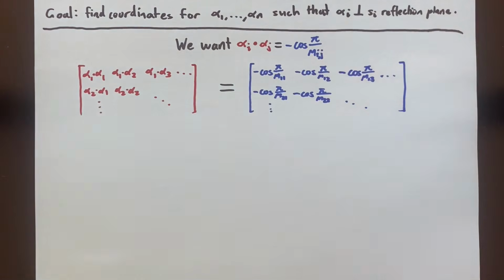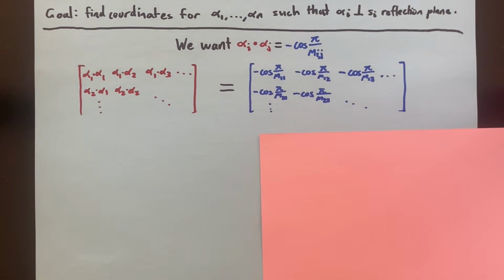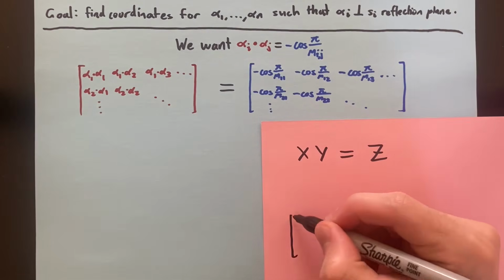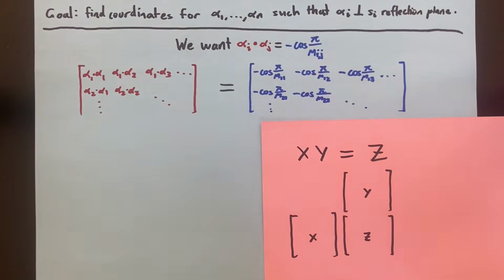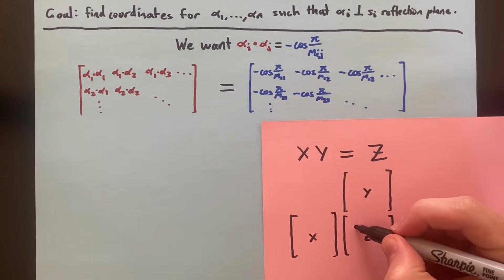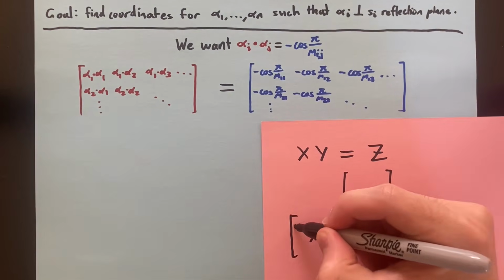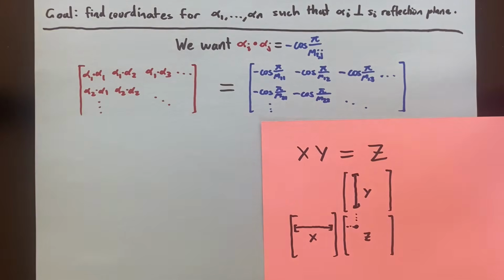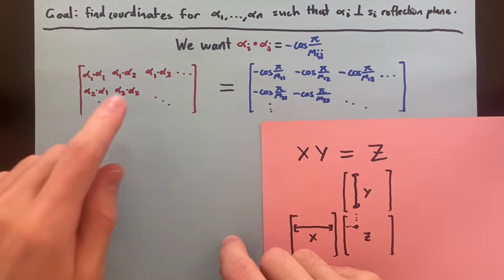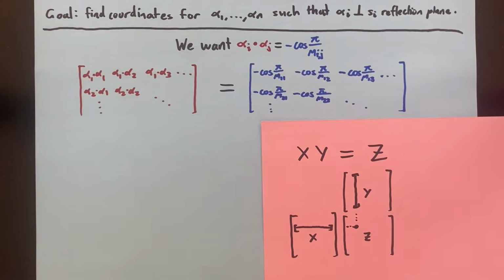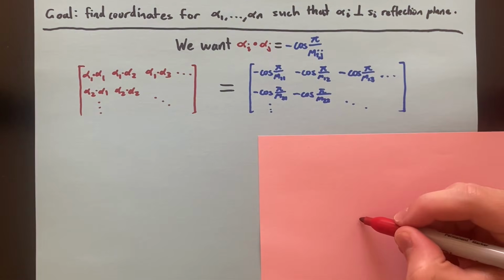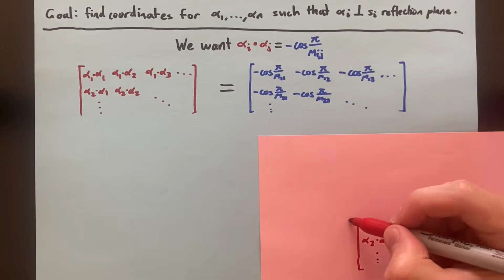This kind of looks like a matrix equation. Let me recap a little mnemonic for multiplying matrices. To multiply these two matrices, put the matrices here, and then to get each entry of the product matrix, just take the dot product of the corresponding row in the first matrix and column in the second matrix. What you end up with is a grid of dot products. But that's exactly what we've got here. So let's do that process in reverse and unpack this into two matrices.